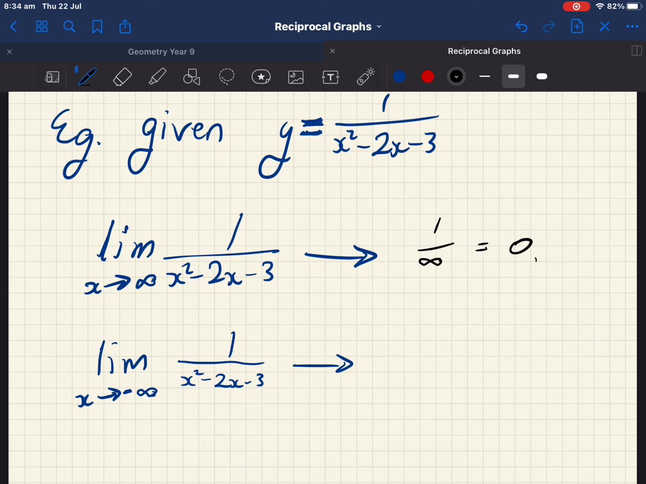Okay, so 1 over an infinitely large value is going to be 0, 0 from the positive direction, right? Because infinity is positive. So 1 over a really infinitely large positive value will be 0, but it's coming from the positive end. So hopefully I'll put a plus there, on the right hand side of that 0.